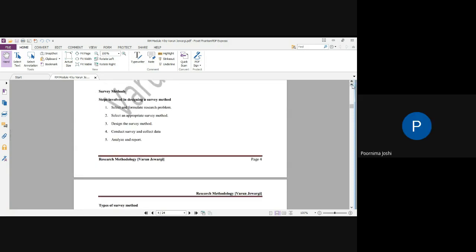Third, design the survey method. The survey design can be an oral questionnaire: to decide whom to ask, where, and how. Then conduct the survey, practically going to the place physically and collecting all the data, later making a report, and finally the last step, analyzing the report made by us and finding a solution for it. Okay, fine, great.